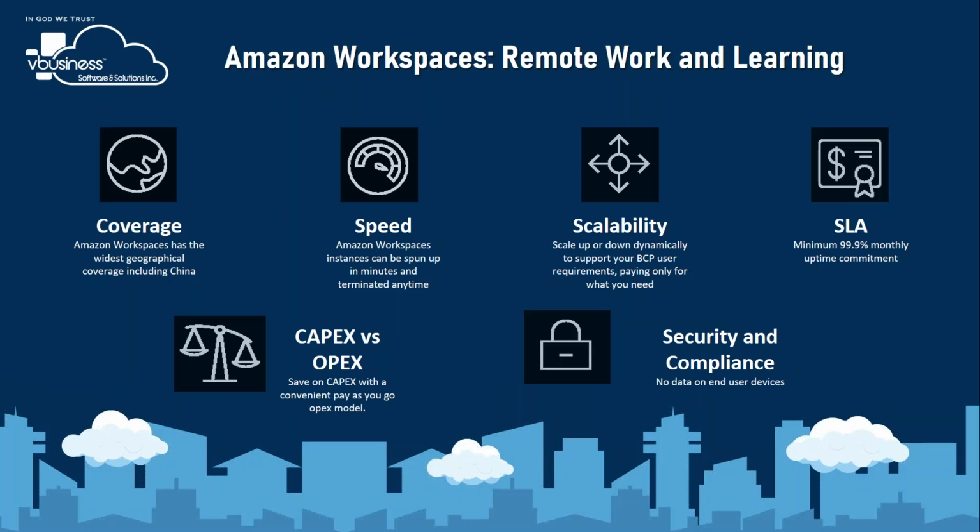Next is service level agreement: a minimum of 99.9 percent monthly uptime commitment. Next is saving on capital expenditure with a convenient pay-as-you-go OPEX, or operating expense, model. Next is security and compliance. No data on the end user's local devices is saved. Though you're still accessing the workspaces through your devices, there will be no data on them, because the data stays within the Amazon Workspaces.